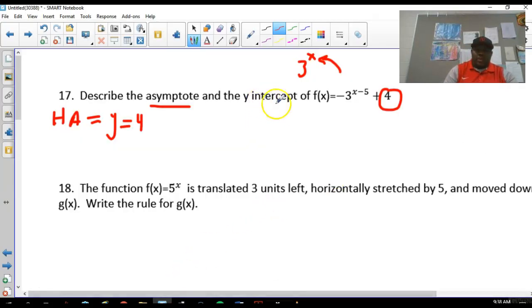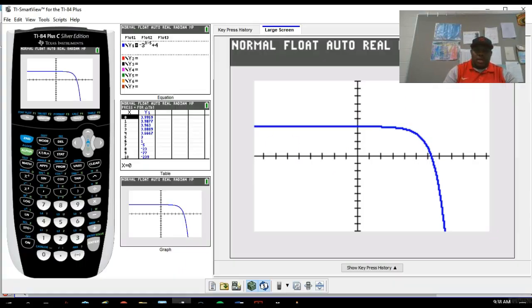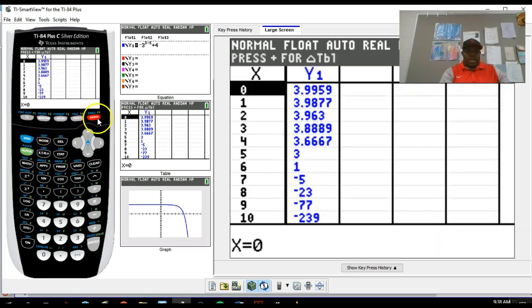Okay, now it says find the y-intercept. Again, guys, there's a couple different ways you can do it. You can look right here, there's your y-intercept. You can also go to the calculator, press second graph, and go to your table. Remember, your y-intercept starts with 0. The x is 0, and then you have your y value. There's your y-intercept right there.